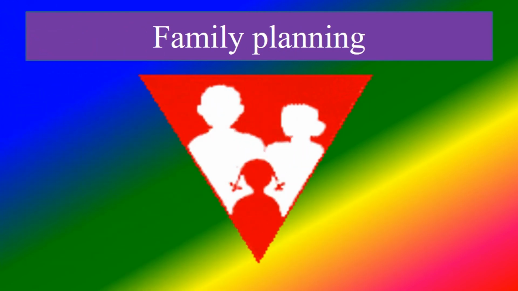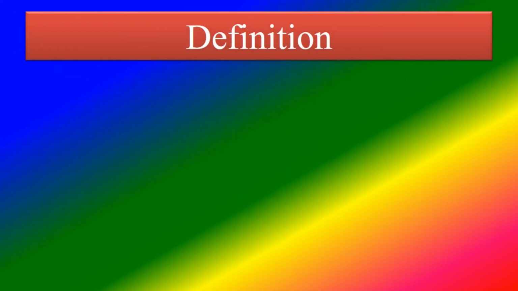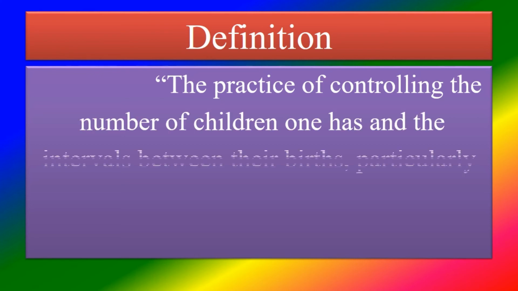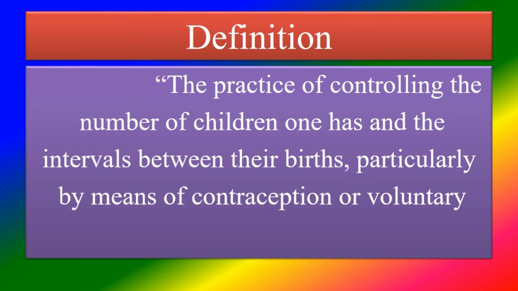Next, we are going to detail about family planning. Can you define family planning? The practice of controlling the number of children one has and the intervals between their births, particularly by means of contraception or voluntary sterilization.